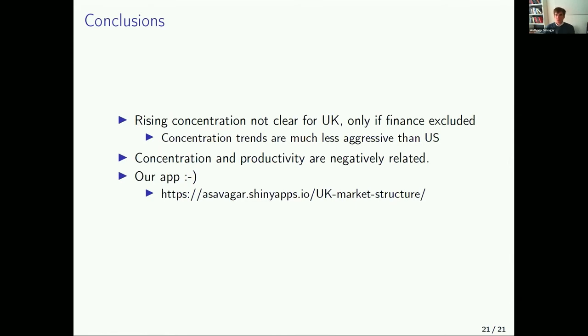So just to conclude, I think I'm in time. Rising concentration is not that clear for the UK, but it is if you exclude finance. So that's how we can find similar results to what other people have presented. And concentration trends are much less aggressive than the US. Concentration and productivity are negatively related. And check out the app that we've done, which allows you to look at how things are evolving in different industries and that sort of thing.